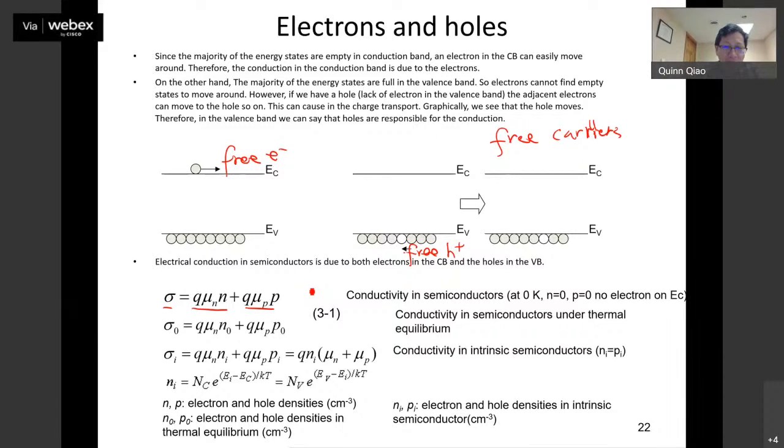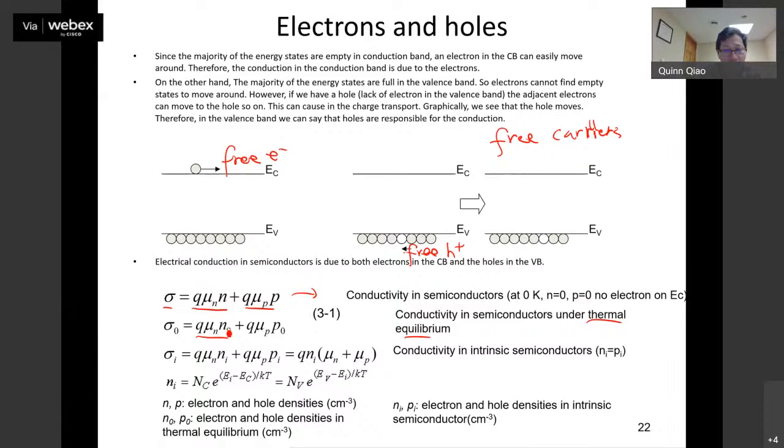So this is the normal conductivity for any semiconductor, including silicon. But if you want to measure the conductivity under thermal equilibrium, whenever you see this subscript 0, that means under thermal equilibrium, okay? That's also the same thing, right?